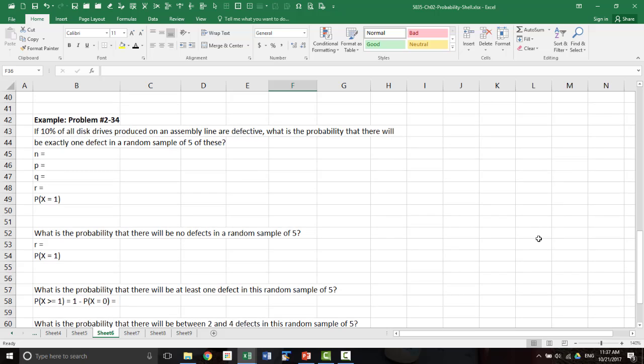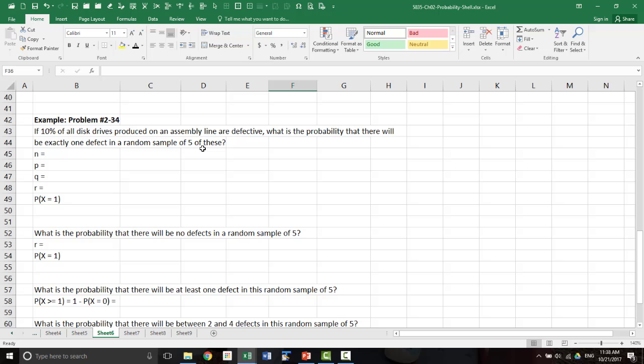Let's look at another example of binomial distribution. Problem number 2-34. If 10% of all disk drives produced on an assembly line are defective, what is the probability that there will be exactly one defective in a random sample of 5? So the rate of defective is 10%, and you're taking a random sample of 5. Each disk drive can be either defective or not defective.